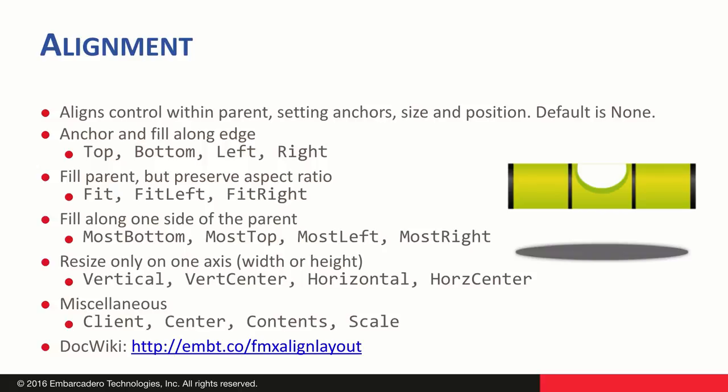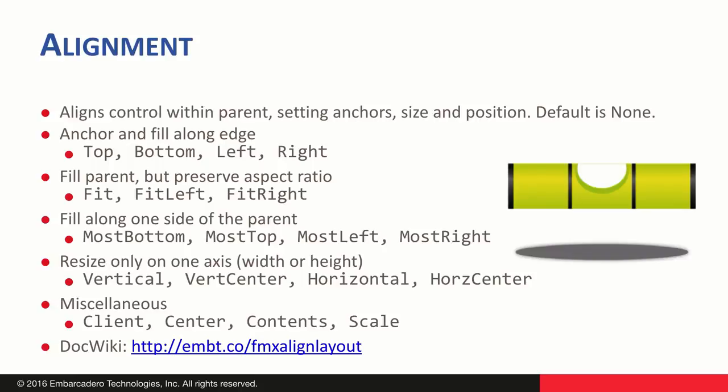But you can do all sorts of different alignments. You can align things to the left, you can align things to most left, which is kind of interesting. So if you align it to the left and you put something else that's aligned to most left, it will go further left than what's on left, and so that way it allows you to prioritize what goes to the left or top, right, etc. You can fill preserving aspect ratio with fit left, and fit right. Those are new. The most and the fits are new compared to VCL, along with the resizing only one axis with vertical center, horizontal, and horizontal center. Also new is the center, contents, and scale.